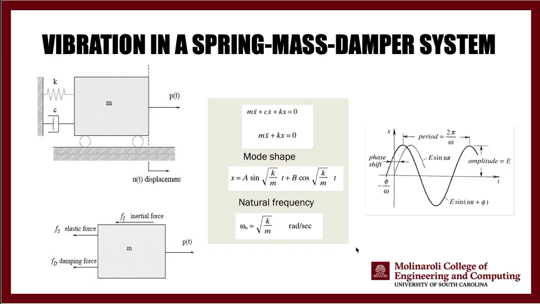Okay. Vibration is usually modeled as a spring mass damper system. So you have a mass, you have a spring, you have a damper, right? And for a spring mass damper system, we can write this specific type of equation of motion. This is your mass, damper, and a spring.